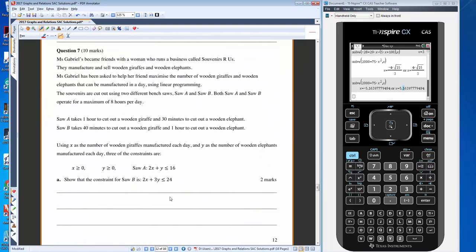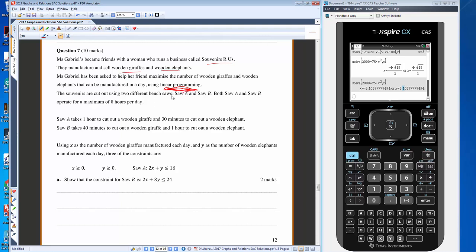Alright, so on to the linear programming questions, and these were done overall really, really well. Okay, so she became friends with a woman who runs a business called Souvenirs. They manufacture wooden giraffes and wooden elephants, and she's been asked to help her friend maximise the number of wooden giraffes and elephants that can be manufactured, because she's got this expertise in linear programming. So isn't she a great friend to have?